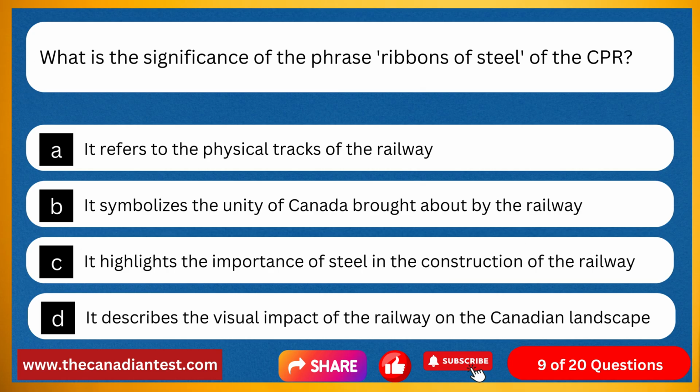Question 9. What is the significance of the phrase ribbons of steel of the CPR? Option A. It refers to the physical tracks of the railway. Option B. It symbolizes the unity of Canada brought about by the railway. Option C. It highlights the importance of steel in the construction of the railway. Option D. It describes the visual impact of the railway on the Canadian landscape.